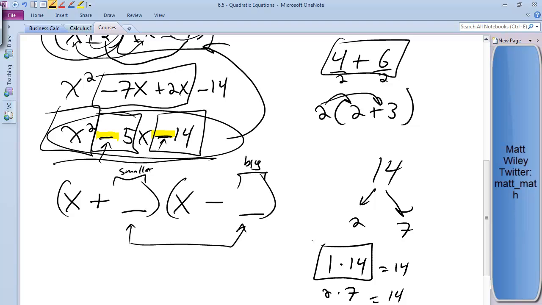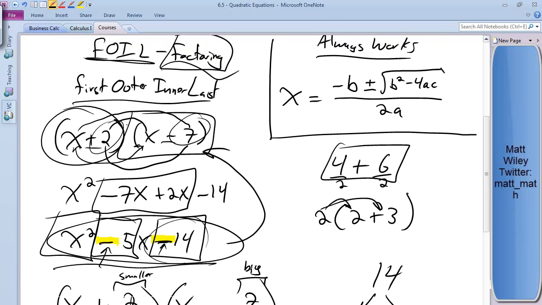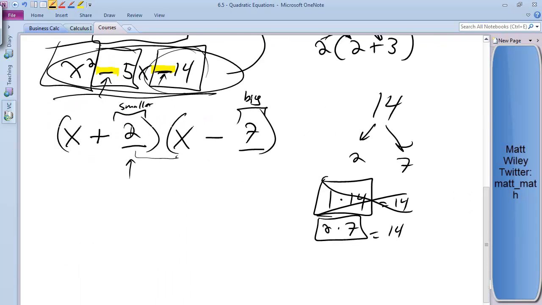If I try to pick these two and put a 1 here and a 14 here, 14 times 1 will so much give me negative 14, but when I do the O and the I part of FOIL, multiplying the inner and the outer parts, I'm going to get negative 13 here, and that's not what I want. So instead, I'm going to ignore this part, and I'm going to go with the 2 and the 7. And it's that 2 and that 7 that get me the final answer I'm after. And of course we expected that because we already knew what this was at the beginning.